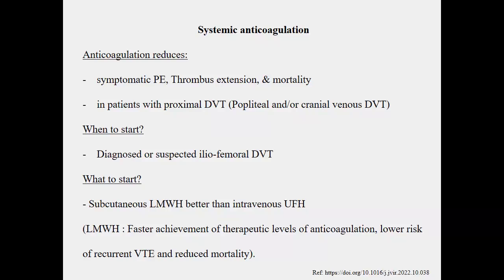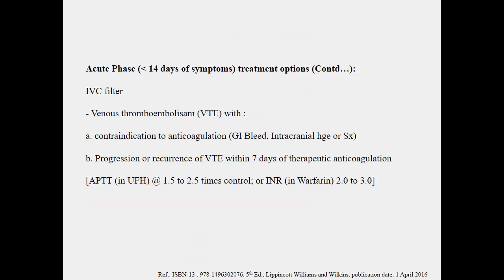In acute phase of deep vein thrombosis, where even after systemic anticoagulation we see progression or recurrence of venous thromboembolism within 7 days, or when there are conditions where we cannot give systemic anticoagulation, like in cases of GI bleed or recent intracranial surgery, intracranial hemorrhage, in those cases, we put an IVC filter to prevent pulmonary embolism.